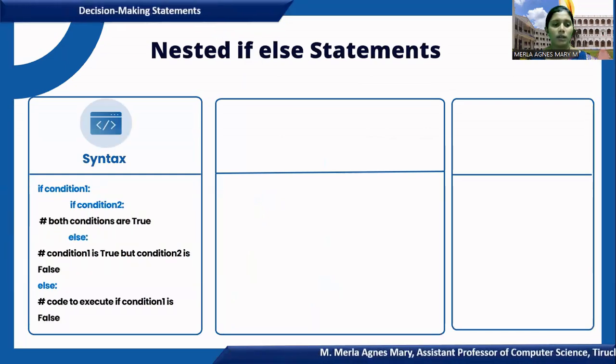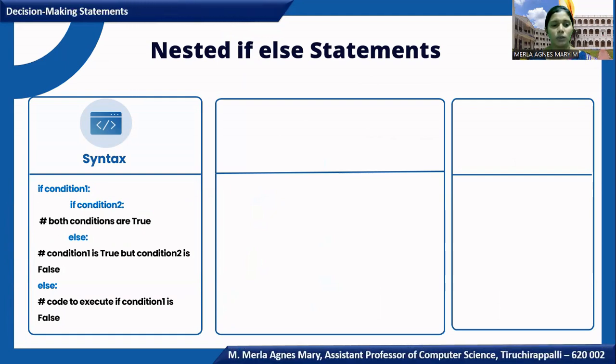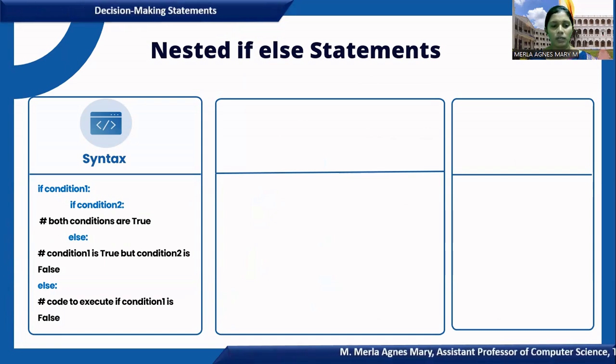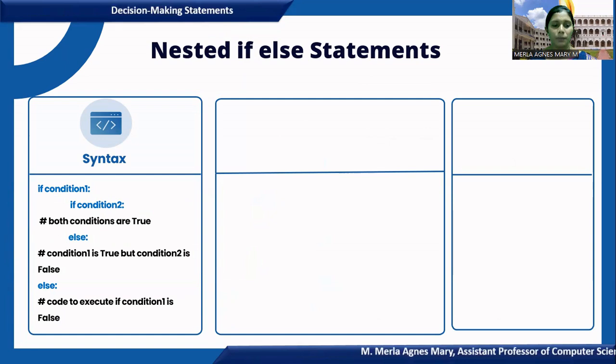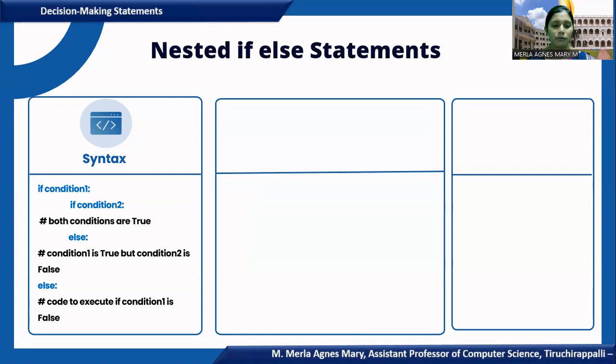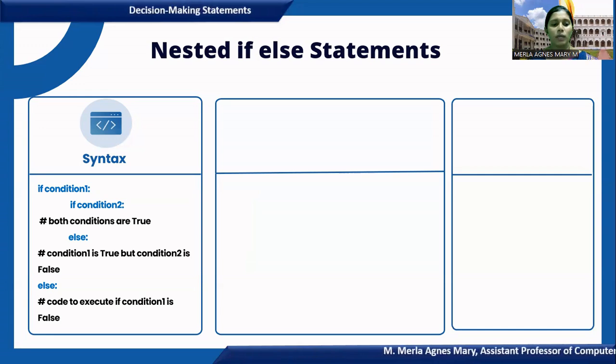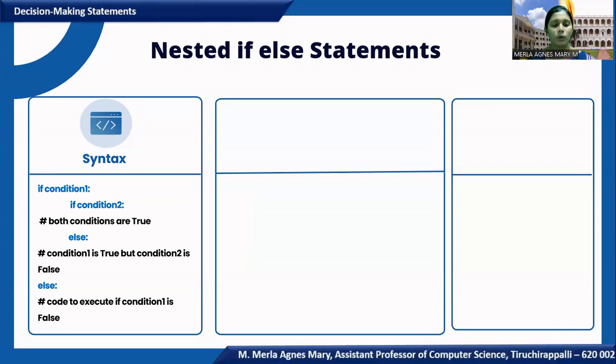So first we need to initialize the condition for the if. That is condition 1. If condition 1 is true, it moves into condition 2. If condition 2 is also true, that is if both conditions are true, it prints inside the if of condition 2. Otherwise it moves into the else part, so the statement inside the else part will be printed, and it moves to the end of the statement and exits. If condition 1 itself is false, it directly moves into the else part of condition 1, and the code given inside the else part will be printed and then exited.